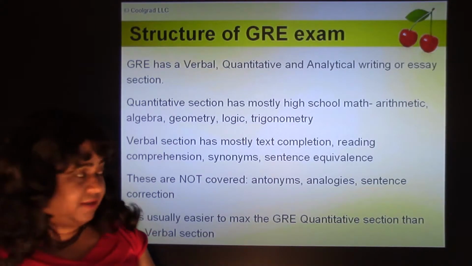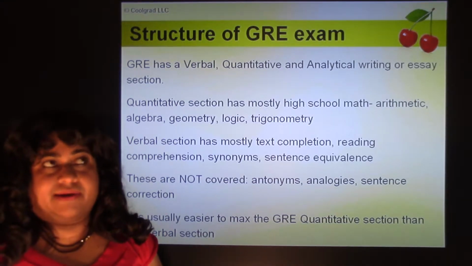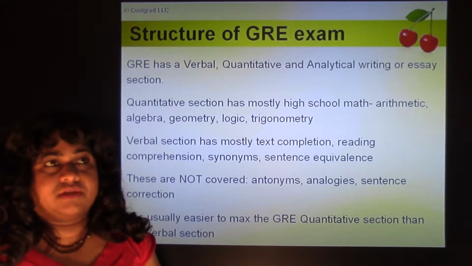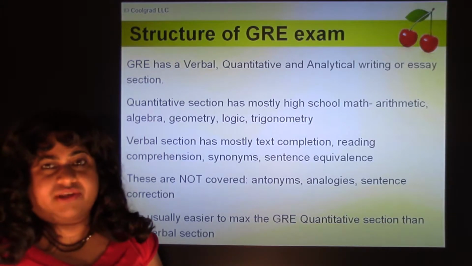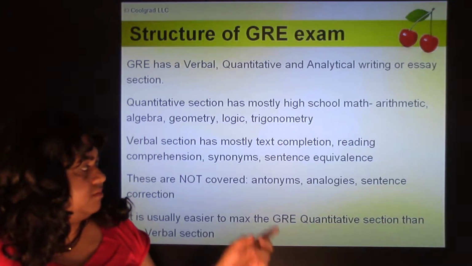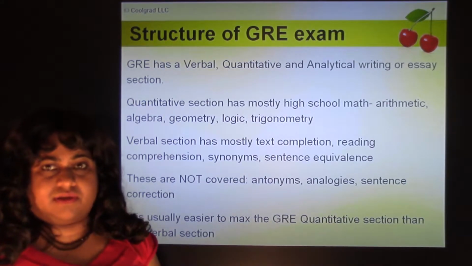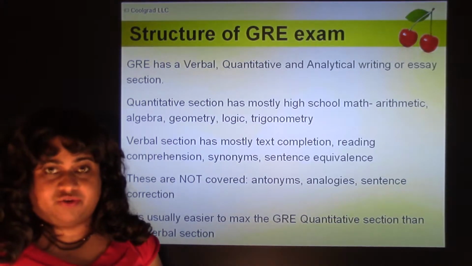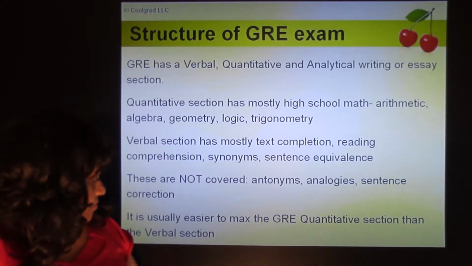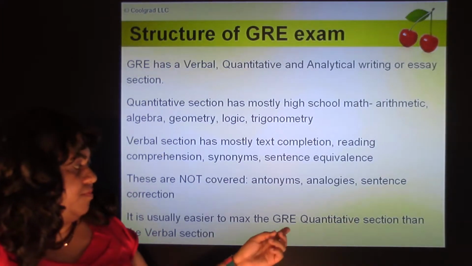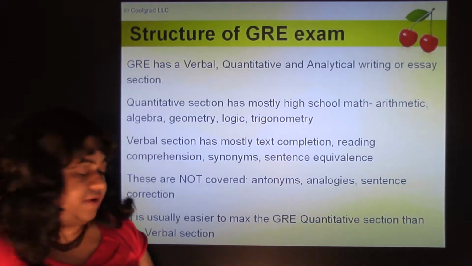Earlier, when I took the GRE long back, I think in 2002 or 2003 sometime, we had antonyms, analogies, sentence correction, all these questions. But now I think they don't. Again, they might reintroduce it, so you never know. It's usually easier to max the quantitative section rather than the verbal section.